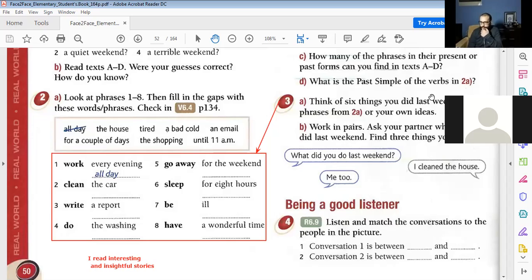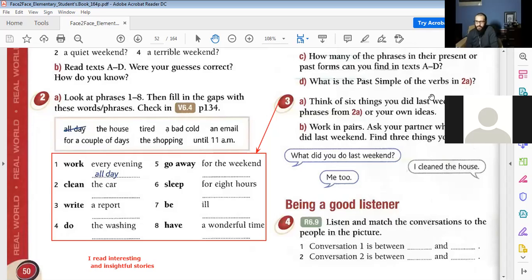I do washing. In the past? I did, yes. I did the washing. Right. And I slept a lot. A lot, yes. Okay. All right. This is good. This is nice.